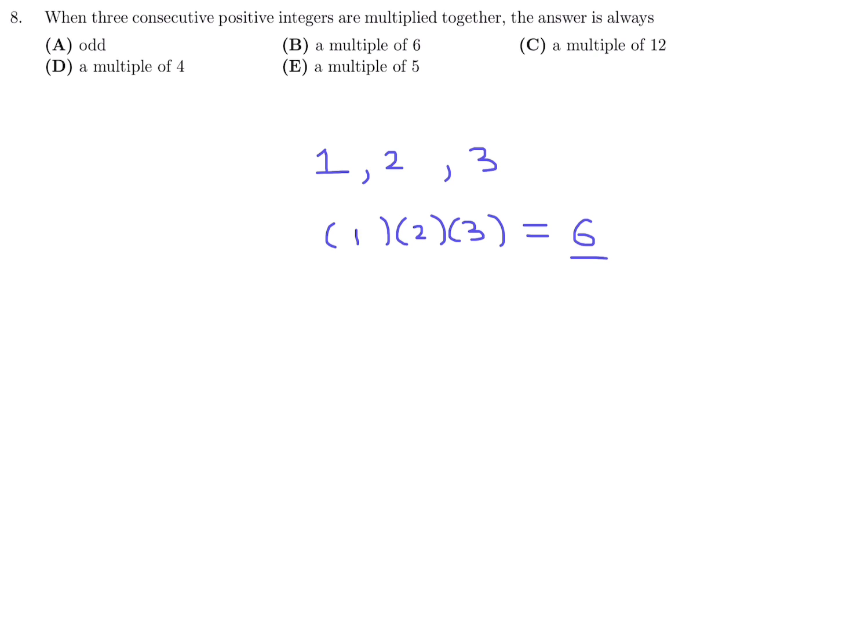The answer is always odd. Well, 6 is not odd, so A is wrong. B, a multiple of 6. Okay, that's good. We'll keep that. C, a multiple of 12. Well, 6 is not a multiple of 12. D, a multiple of 4. 6 is not a multiple of 4. E, a multiple of 5. 6 is not a multiple of 5. So by process of elimination, the answer is B for number 8.